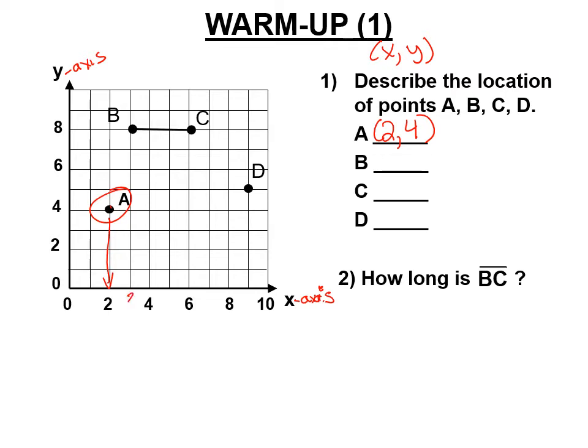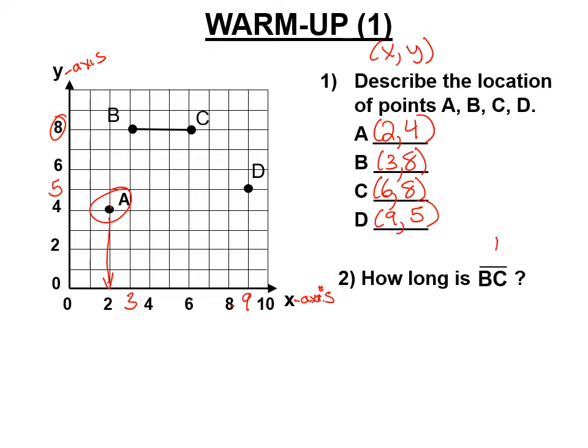So B is X is 3, Y is 8. C is X is 6, Y is 8. D, right halfway between 8 and 10 is 9. So D is X is 9 and Y halfway between 4 and 6 is 5. And so that's how you describe points on a graph.